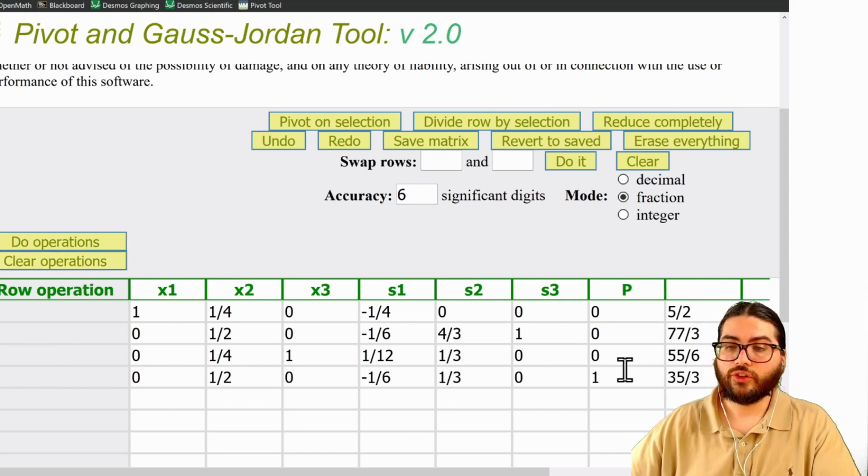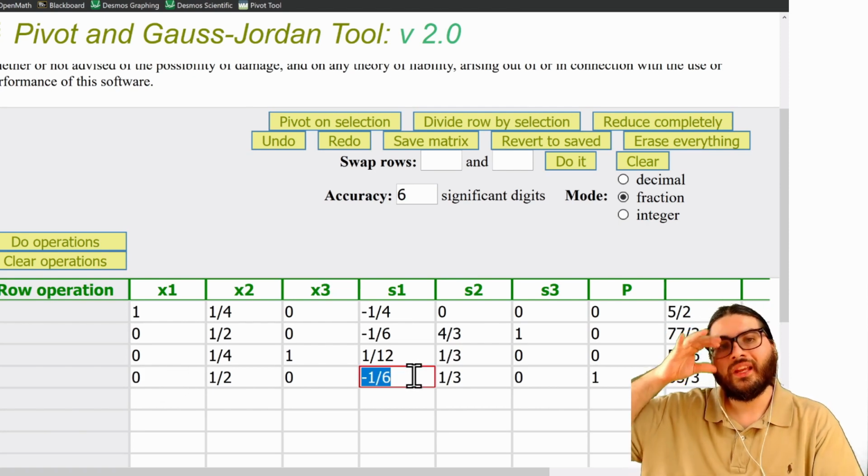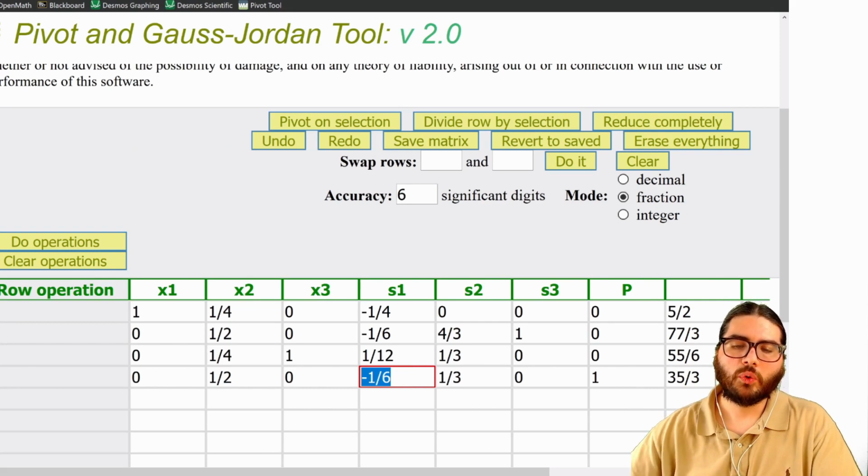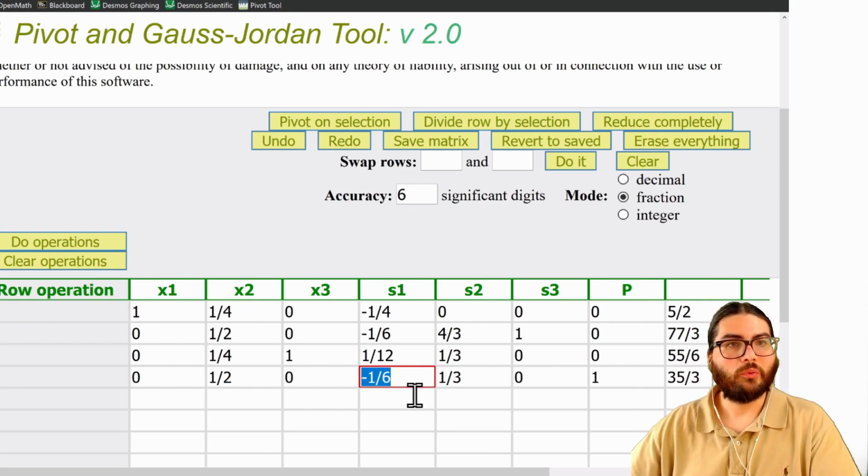Notice how we're still feasible because I still have positive numbers here. X1 is 5/2. X2 is 0. X3 is 55/6. S1 is 0. S2 is 0. S3 is 77/3. Are we optimal? Not yet. I still see a negative number down here in the bottom, so we need to do yet one more simplex method pivot. Hopefully just one though, because I only see one negative number here.